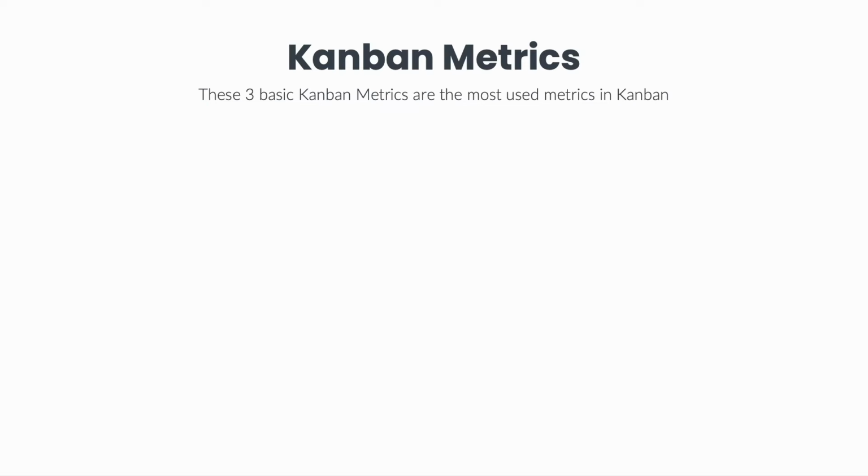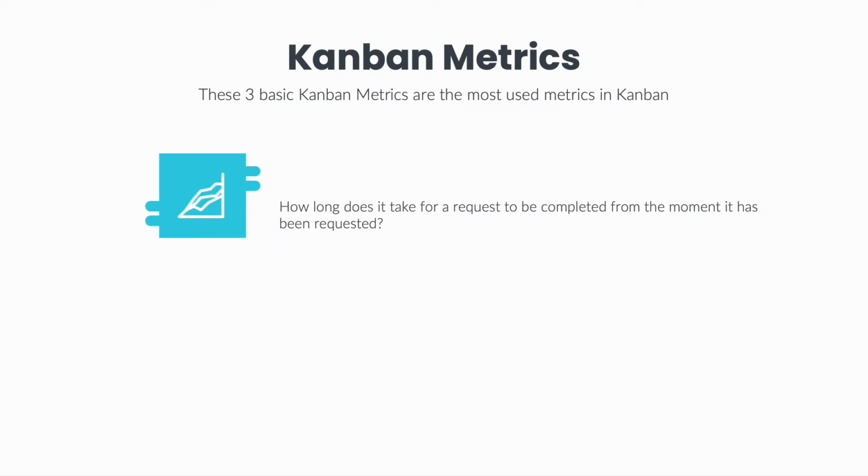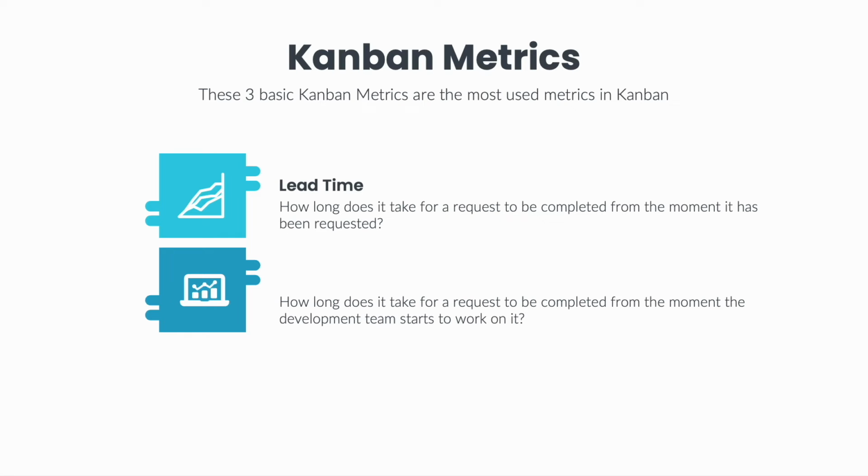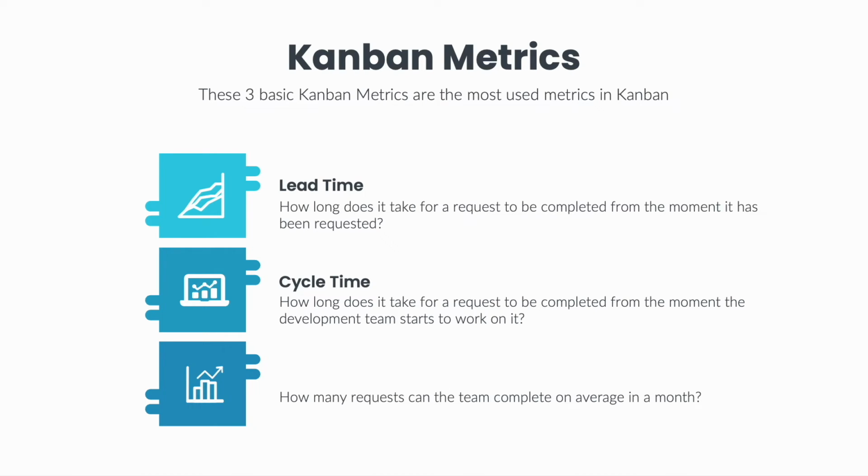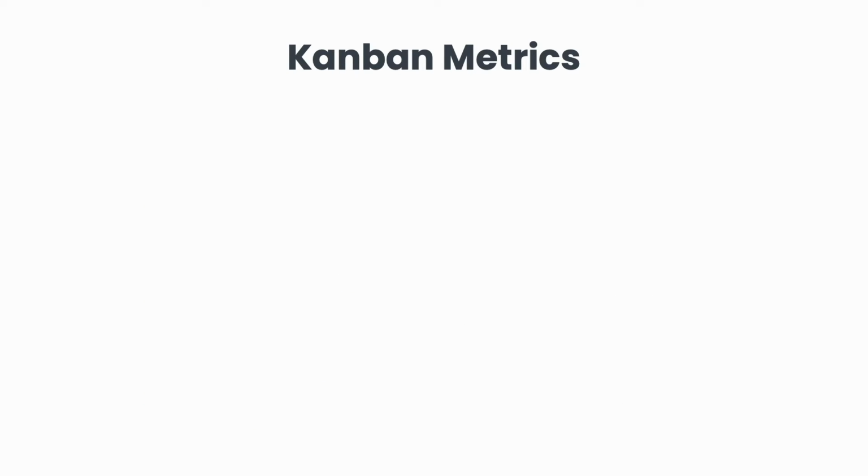I like to look at metrics as questions that we have as a team or that our stakeholders or business team might have. For example, how long does it take for a request to be completed from the moment it has been requested? This is called lead time. How long does it take for a request to be completed from the moment the development team starts to work on it? This is called cycle time. Or how many requests can the team complete on average in a month? This is called throughput.